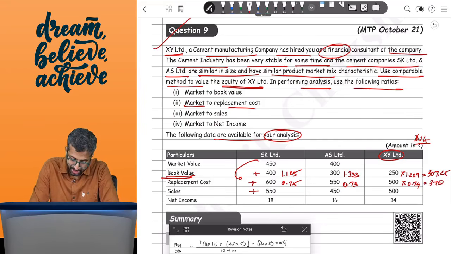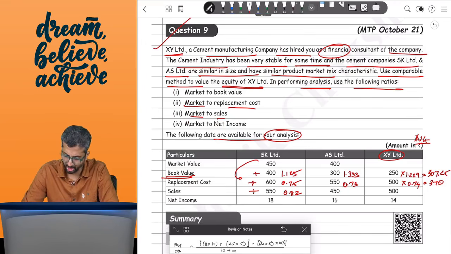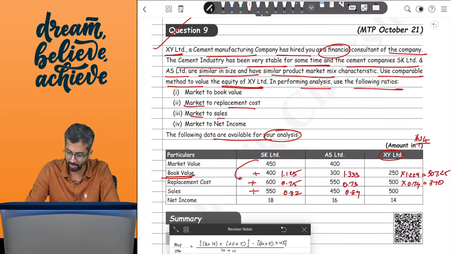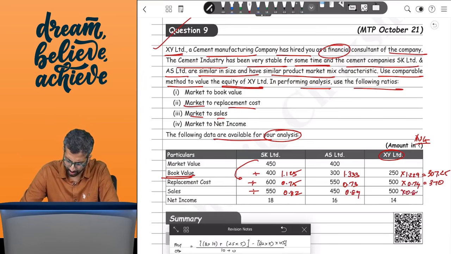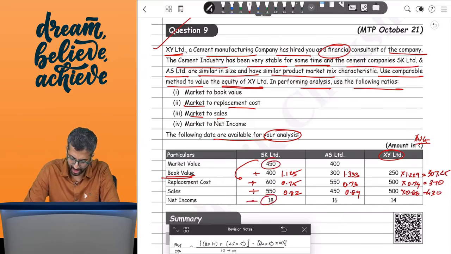Third, market to sales: 450 divided by 550, 0.82, and 400 divided by 450, 0.89. If I take an average, 0.82 plus 0.89 divided by 2, 0.86, so approximately 500 into 0.86 comes to 430 approx. And lastly, market to net income: 450 divided by 18 comes to a multiple of 25, and 400 divided by 16 also comes to a multiple of 25. So the average will be 25 into 14, which comes to 350.